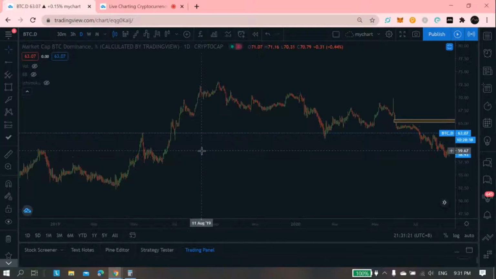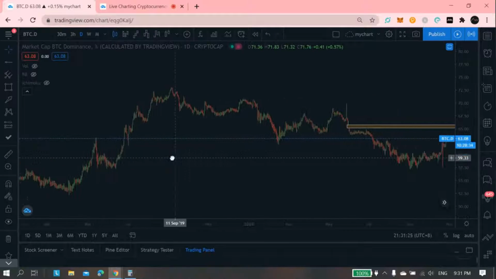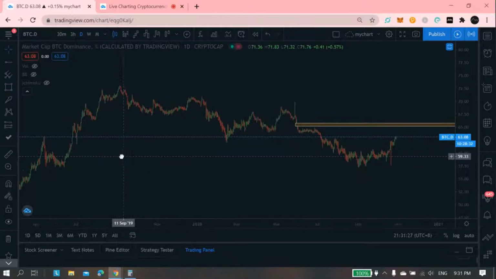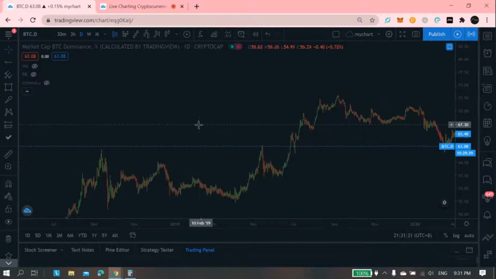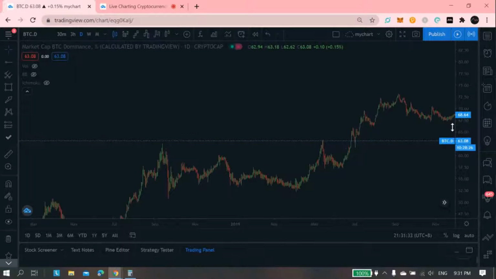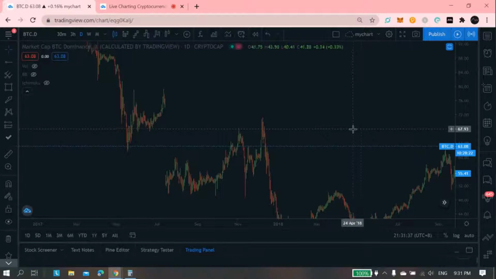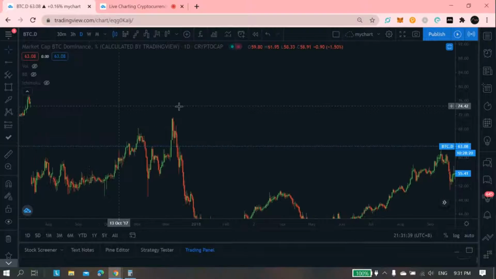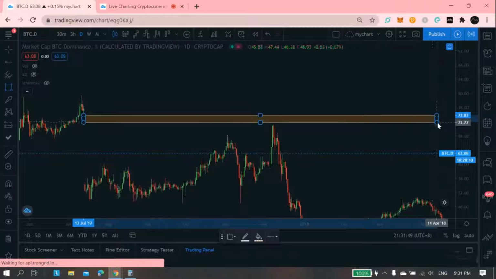Because of course, if more and more businesses and institutions adopt Bitcoin, BTC dominance will be much higher. That's why I'm worried about my alt position also. So wait, let's check on this one. I think it's not yet filled. So this one, at this area. So this one, another.